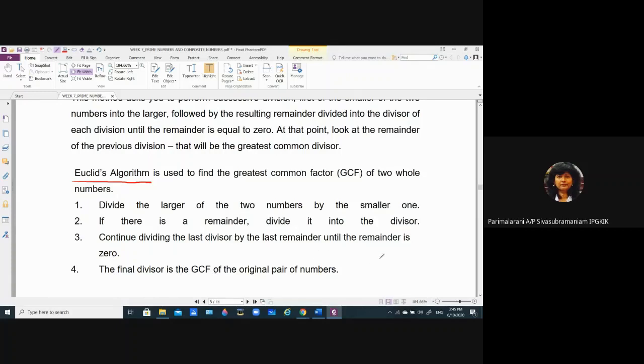Okay, before we continue, we need to get some terms right. When you do division, what's inside here is known as?